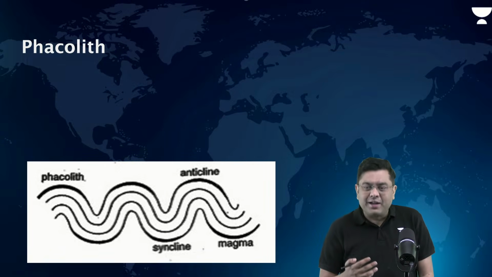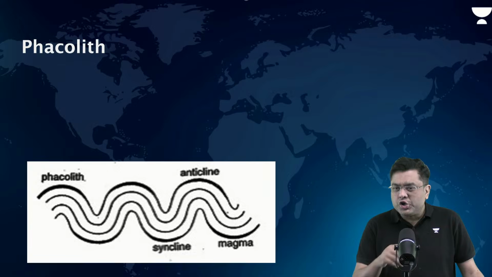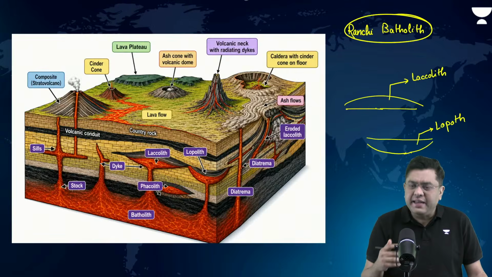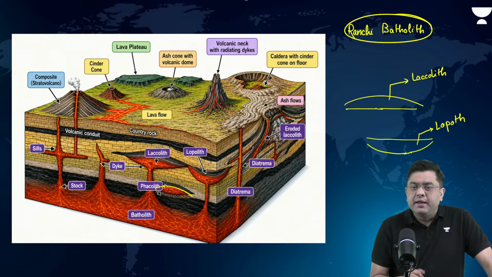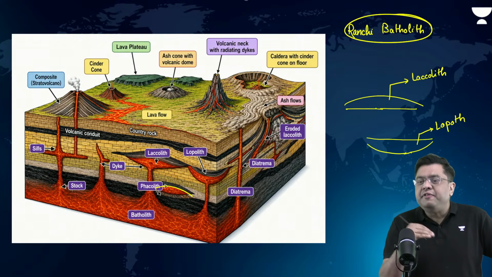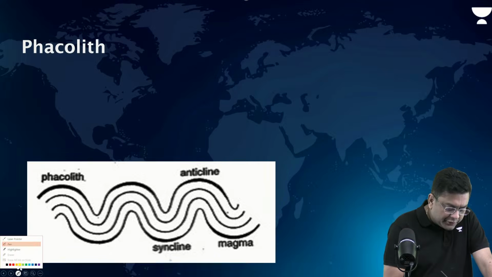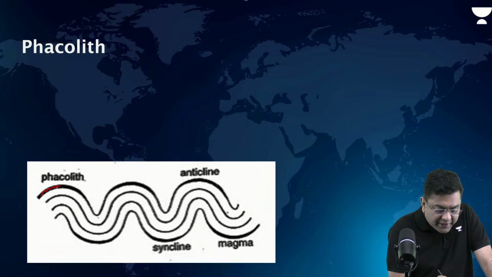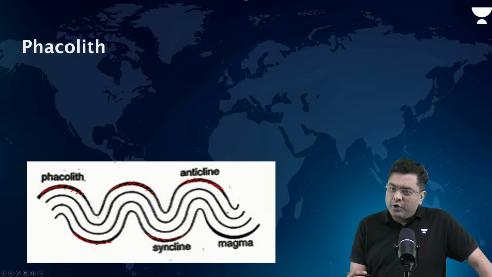Then you also have faccolith. What are faccoliths? Faccoliths are when the solidification happens in a curvilinear manner. So here you observe this, in this manner. That is the wavy appearance. That is the case of a faccolith. So let's suppose the solidification of magma has happened in this region, or in this region, or in this region, right? That is the case of a faccolith, okay?